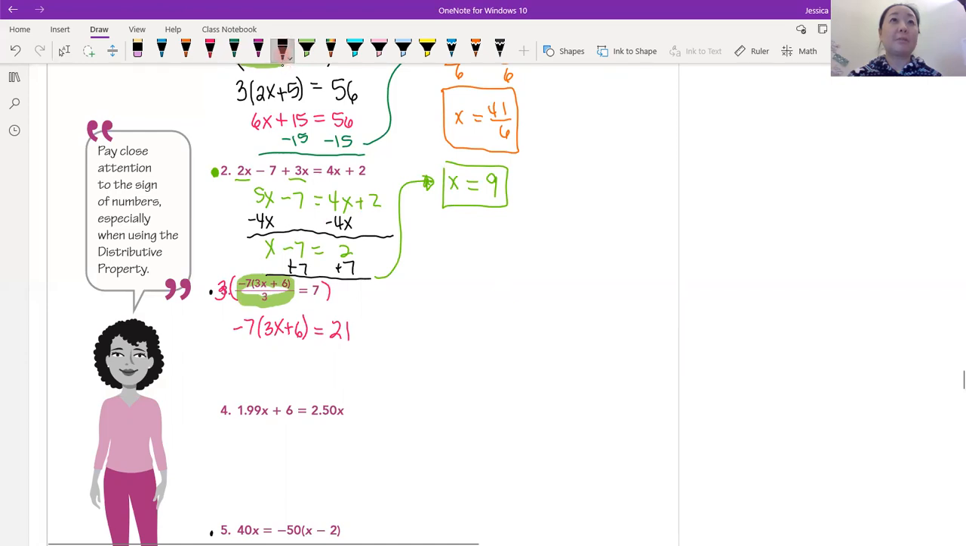So let us distribute. So we're going to go 21 times, I already did it in my head, -7 times 3x, which is going to be -21x. Oh my goodness, I can't write. -21x, and then -7 times 6, which is going to be -42.